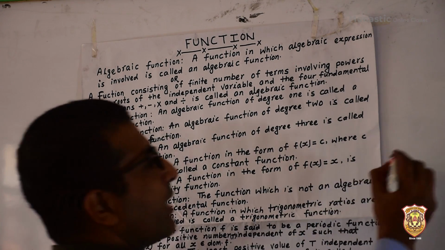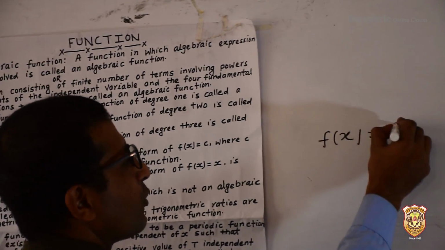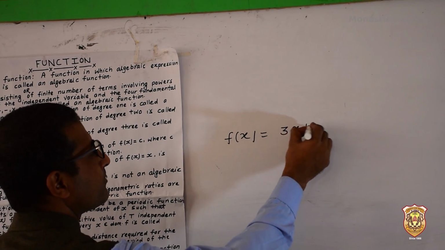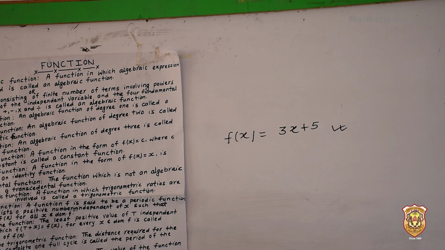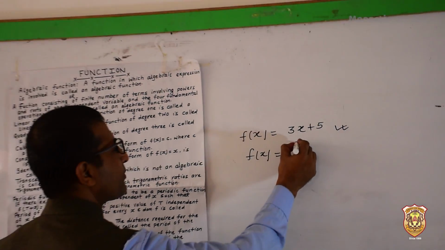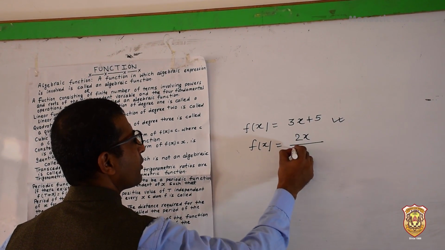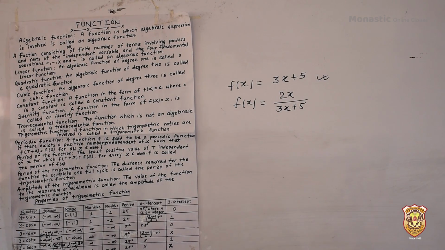If we go through the example, we can take a function like this, 3x plus 5. That's an algebraic function. You can write f of x equal 2x by 3x plus 5. That's also an algebraic function.